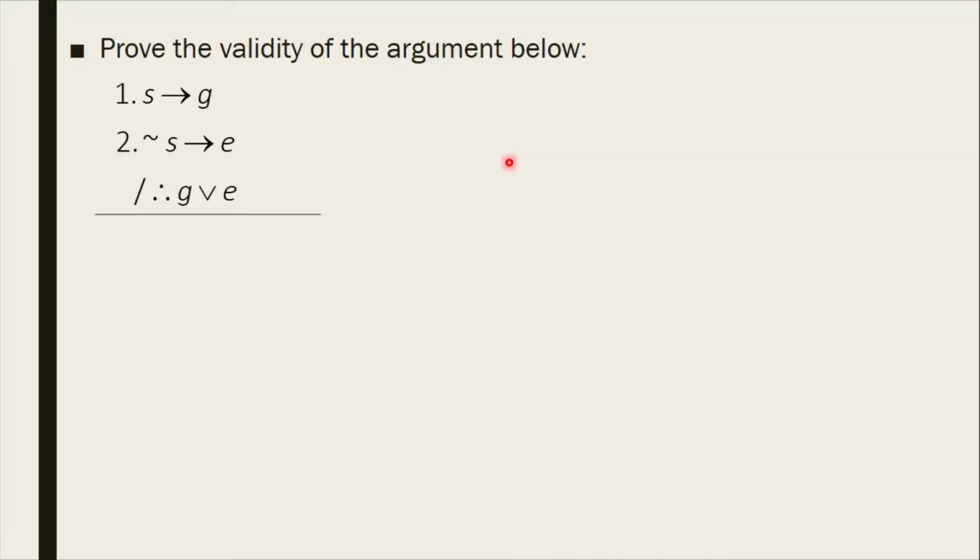Now let's have another example. Now at this time, the steps and justifications are not given. So we have to identify the following justifications and other premises. Now using two premises here, we have a conclusion which is the disjunction of G or E.